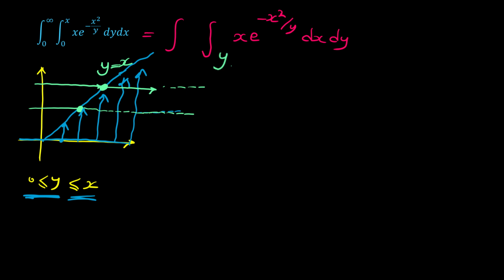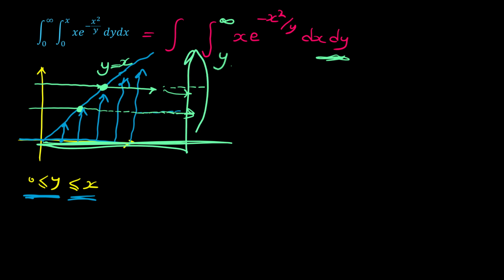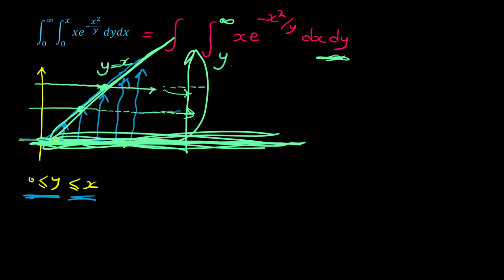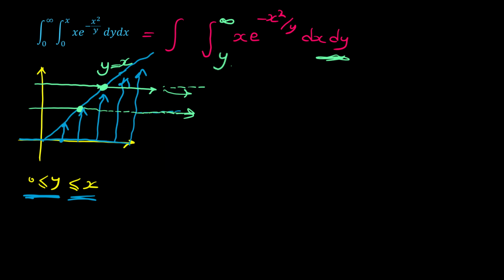What about the upper limit for x? As you can see, x can go forever to the right. So the upper limit is infinity for x. What about y? For y, we have 0 to infinity, because if you pay attention, y starts from this line, which is 0, and it can go up forever. So y is changing between 0 to infinity.